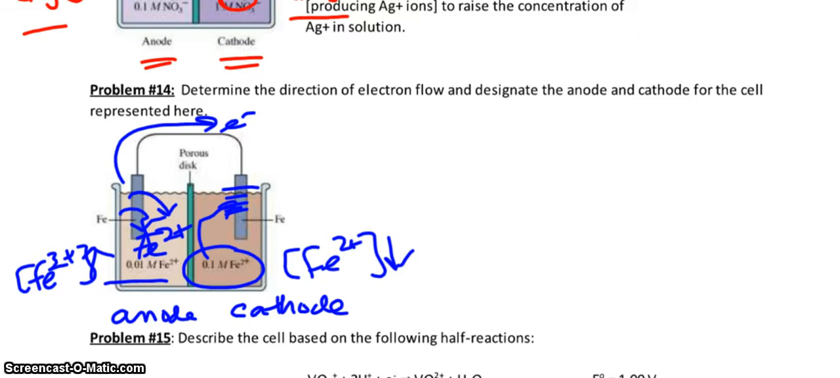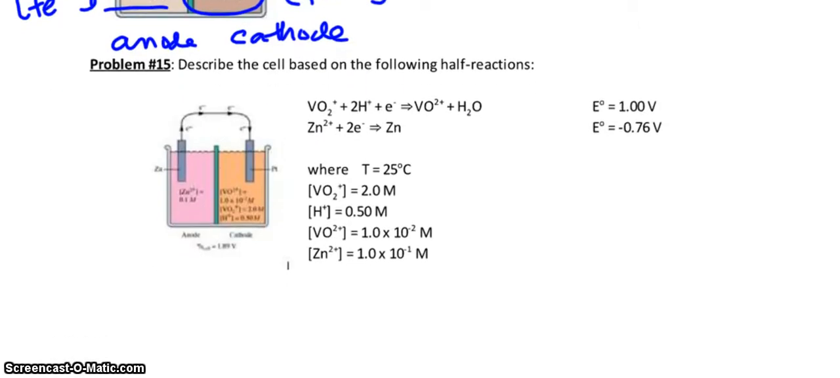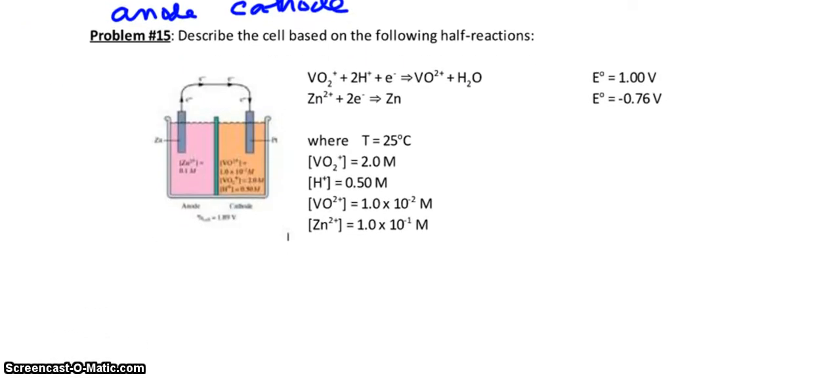All right, so now we're actually going to do some math here. It says describe the cell based on the following half reactions. Notice, here are my half reactions. They're both written as reductions, and notice none of my ions are at standard molarity. So what they're asking is, what's going to be the cell potential? Let's first figure out which one is going to be oxidized and which one is going to be reduced. They're both written as reductions, so we're going to flip the zinc. Because zinc is more negative, or less positive, it's going to be the one that's oxidized.